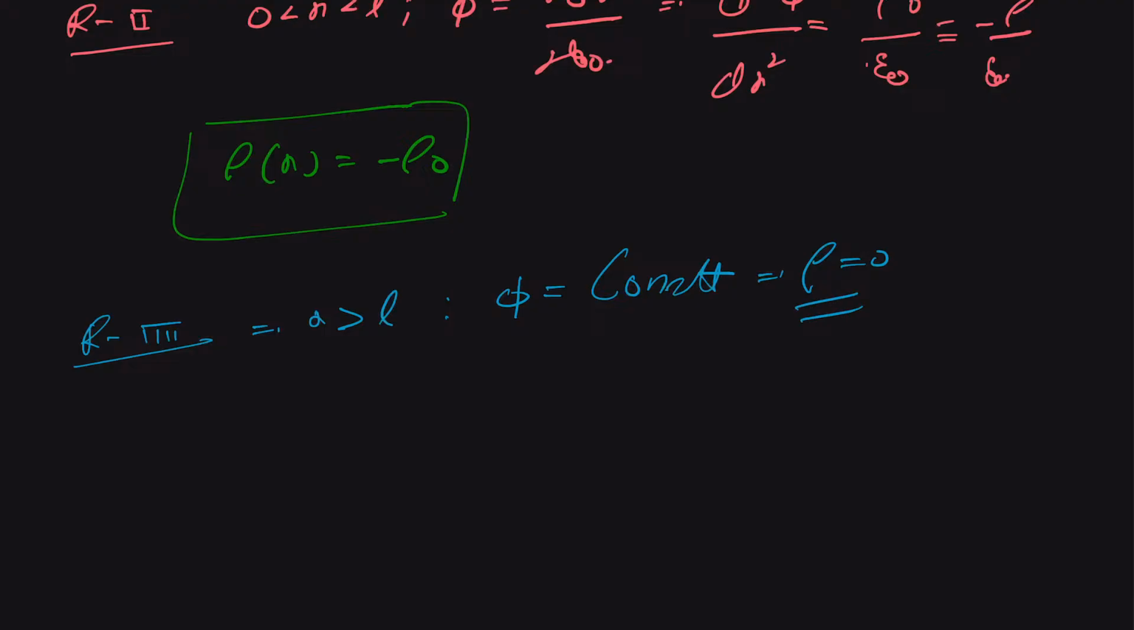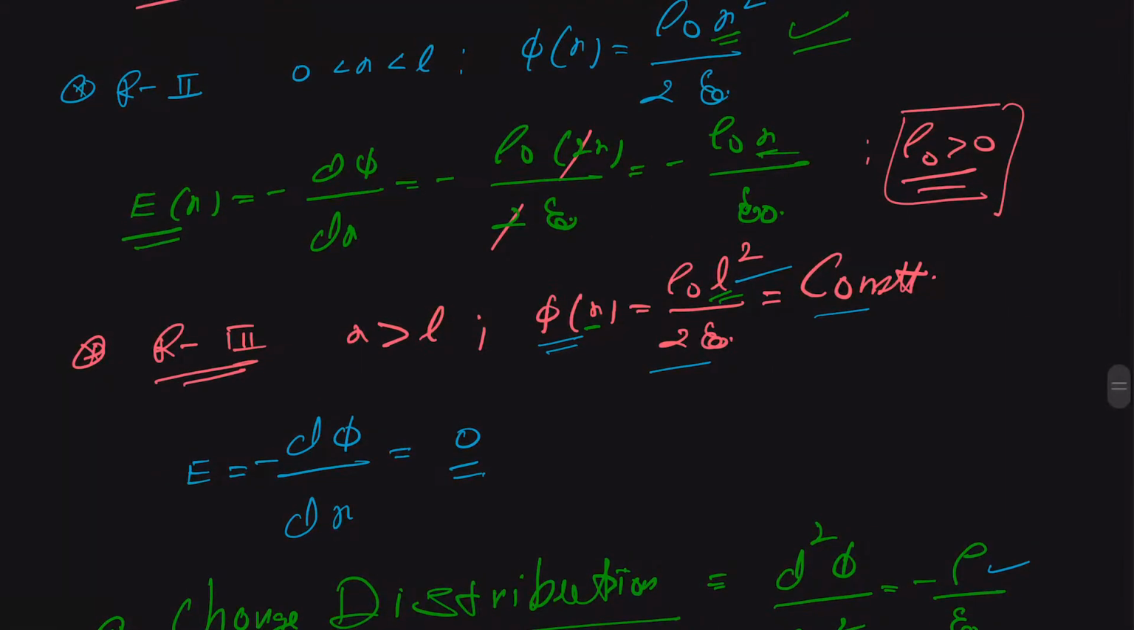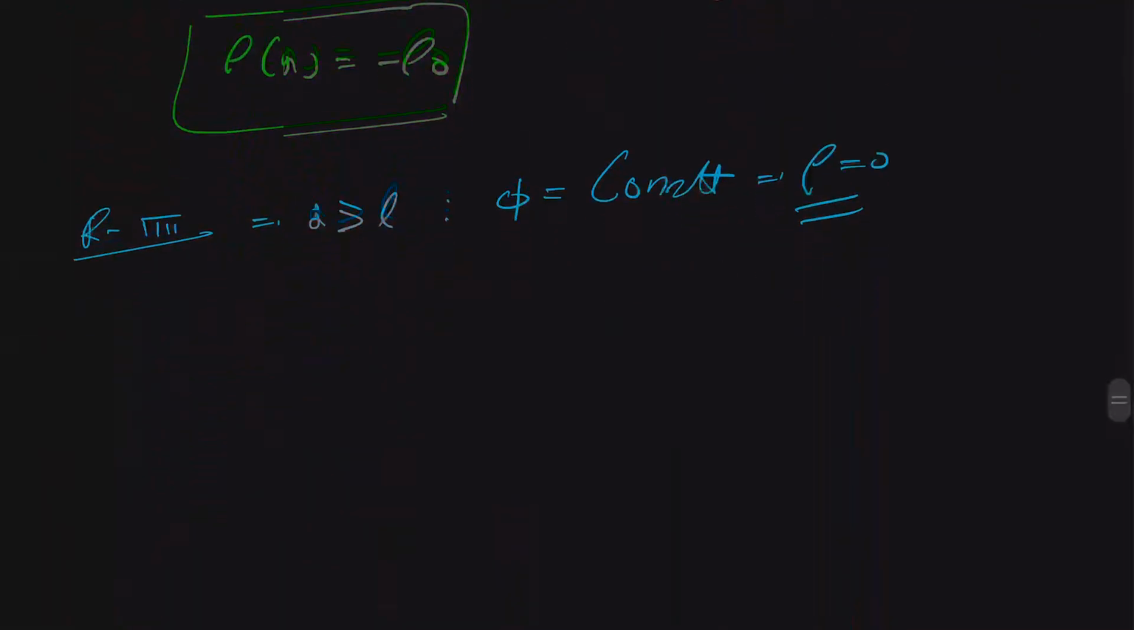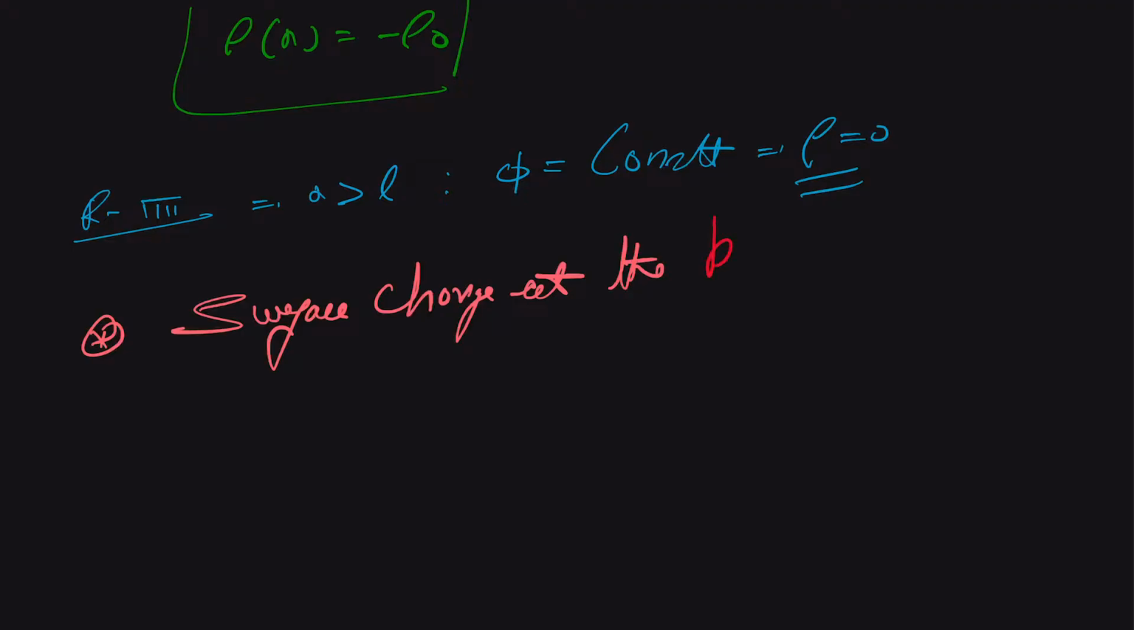But here we have to discuss one more case, that is surface charge at the boundary, because our electric field is discontinuous. Okay, so therefore we have to take care of the surface charge density at the boundaries, because the equation is not continuous. Okay, you can just prove it mathematically also. So you can say surface charge at the boundaries.